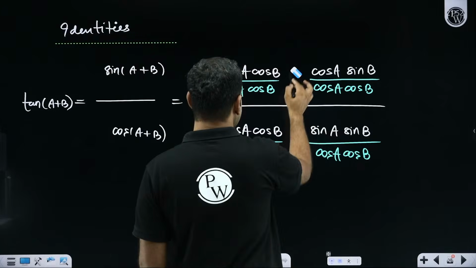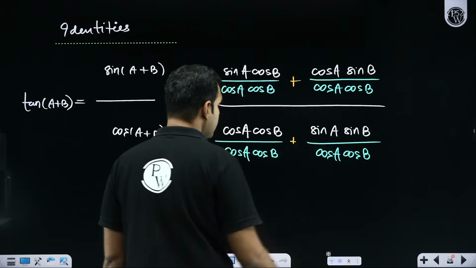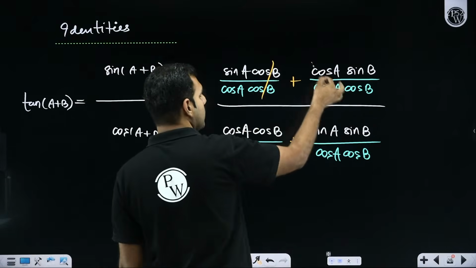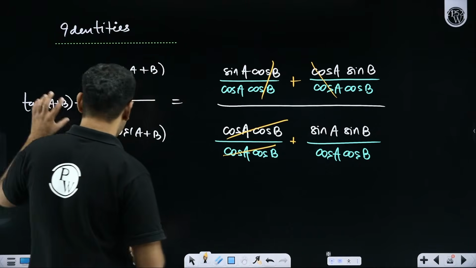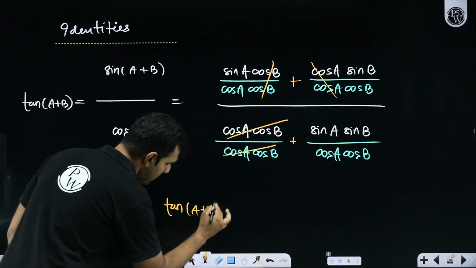Sir, why are we really doing it? Have patience, have patience. You will understand something really amazing coming out of it. Sir, cos b nullified, cos a nullified, cos a cos b both are nullified. So on the LHS, what were we having? We were having tan a plus b.